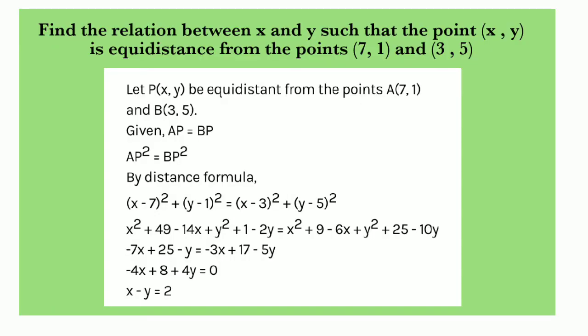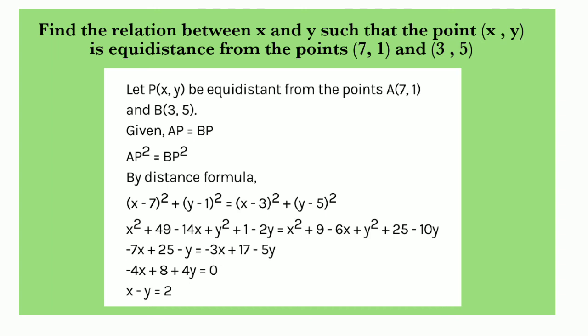The next problem: find the relation between x and y such that the point (x, y) is equidistant from the points (7, 1) and (3, 5). So here the question is given that P(x, y). So let us take P(x, y) is a point. Equidistant means equal distance from the points A(7, 1) and B(3, 5). So we get a relation. What is that relation? Okay. In between these three points.